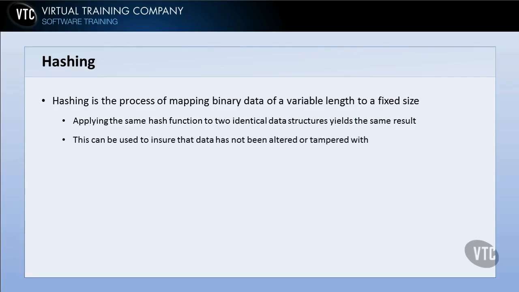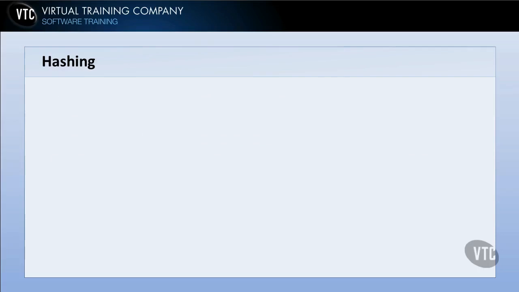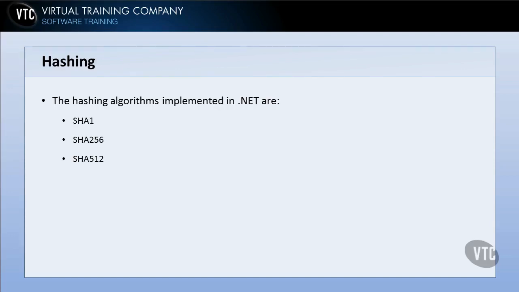Now, you can always use this to ensure that data has not been tampered with or altered, or you can also tell what somebody entered without actually having to see the plain text that they entered. Now, the .NET hashing algorithms all inherit from the System.Security.Cryptography.HashAlgorithm abstract class. The hashing algorithms that are implemented in .NET are SHA-1, SHA-256, SHA-512, SHA-384, MD5, and RIPEMD160.